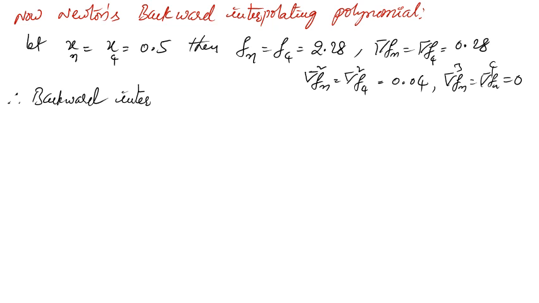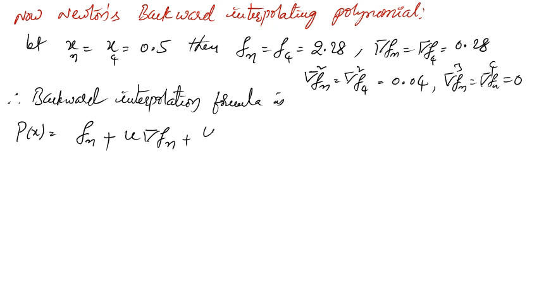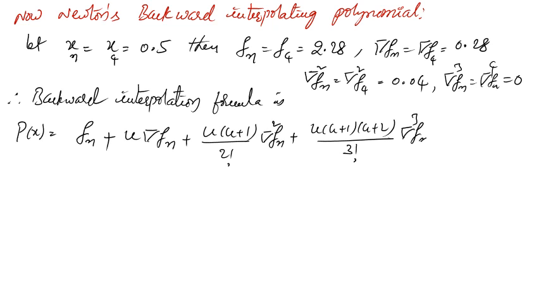Therefore the backward interpolation formula is, what is the formula? P of x equal to fn plus u into del fn plus u into u plus 1 by factorial 2 del square fn plus u into u plus 1 into u plus 2 whole by factorial 3 del cube fn, and so on. This is equation 2, where what is u here? This is x minus xn by h.